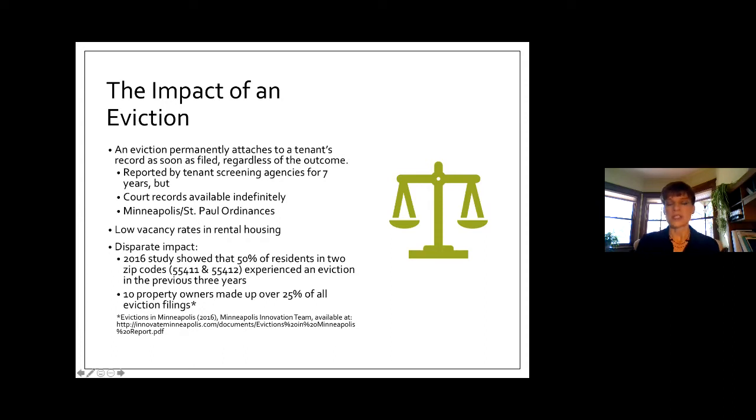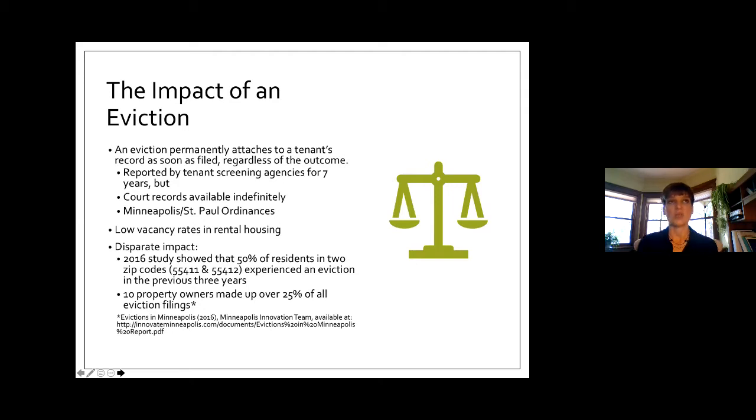One of the really important things I also want people to know about evictions is that an eviction is an extremely black mark on a tenant's record. It's the big red A on someone's shirt. And while years ago, when the vacancy rate in housing wasn't as low as it is, an eviction maybe didn't have as much of an impact as it does today. But today that impact is tremendous because of the low vacancy rates in rental housing.